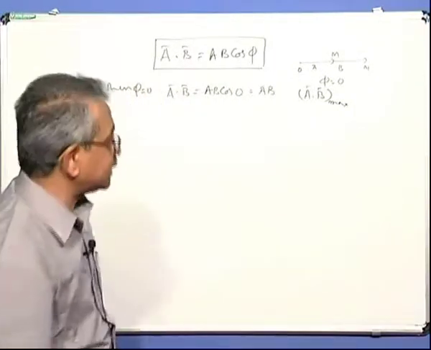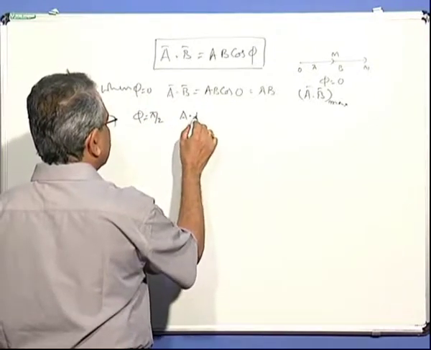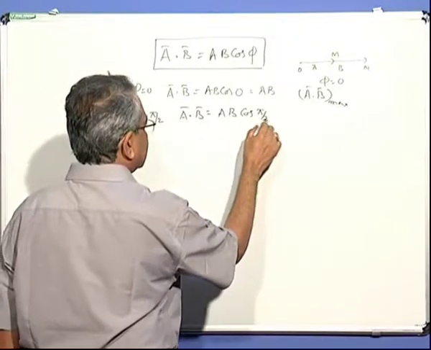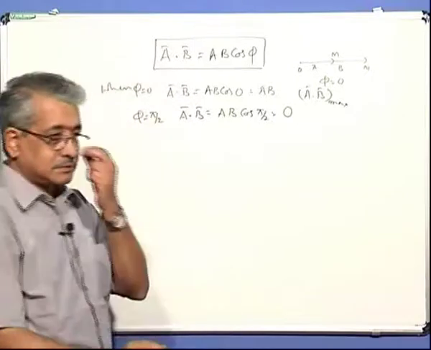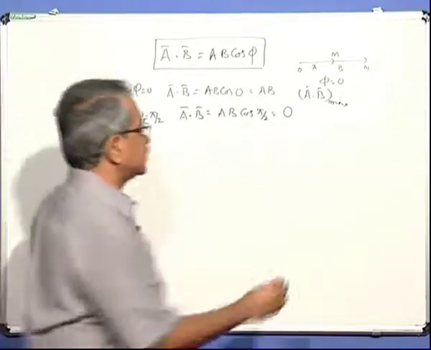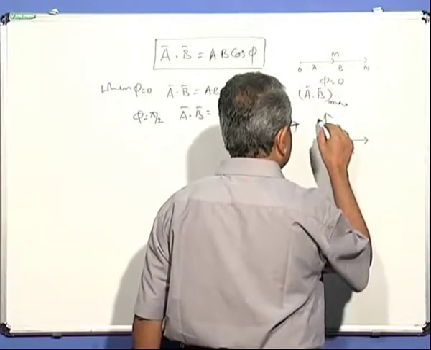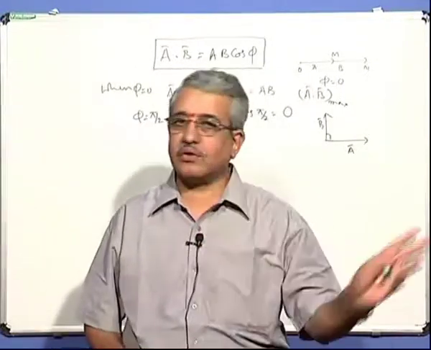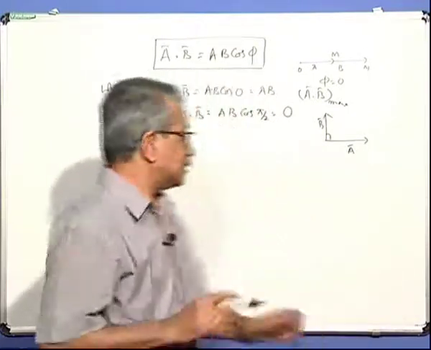Similarly, you can see another important thing. When phi is equal to 90, suppose, what is A dot B now? A B cos 90. You know cos 90 is 0. That means this becomes 0. That is, the dot product of two vectors becomes 0 when the angle between them is 90 degrees. That means A and B are like this. This is A, this is B. Angle is 90 degrees. So, if you find two vectors give a dot product equal to 0, you can say they must be mutually perpendicular vectors. So, that is what you can understand.